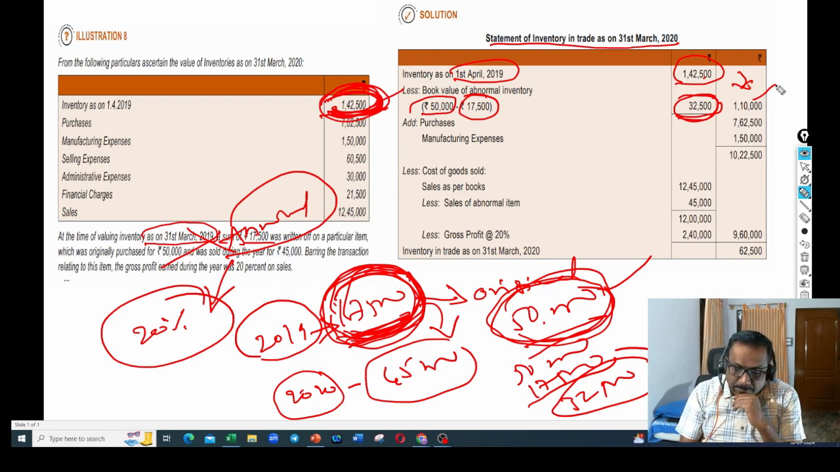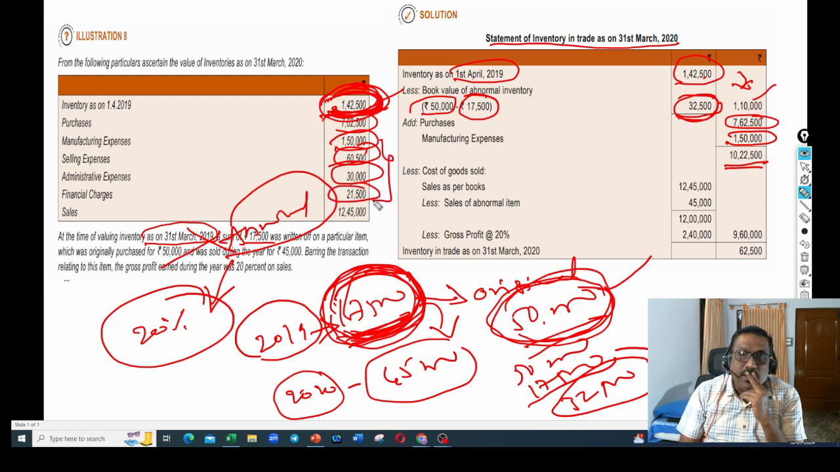So we need to take purchases into account. Purchases is 7,62,500. Manufacturing expenses 1,50,000 we have to take into account, and in total it is 10,22,500. What about selling expenses? What about administrative expenses? What about financial charges? These are all indirect overheads, indirect expenses. They are not direct expenses.